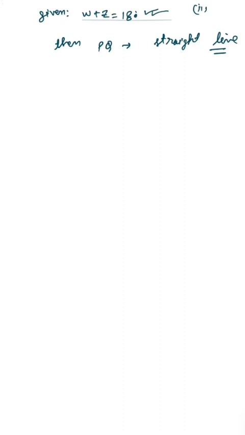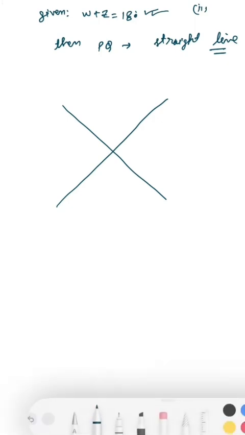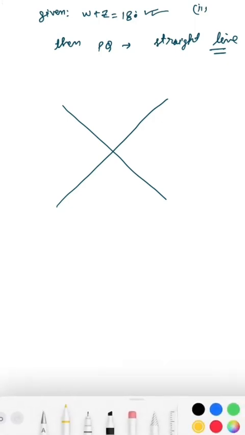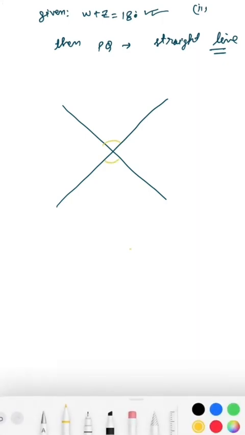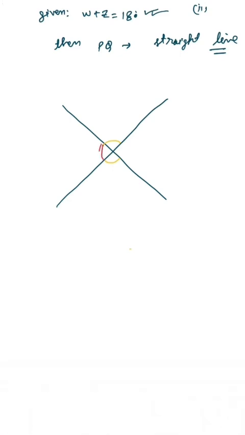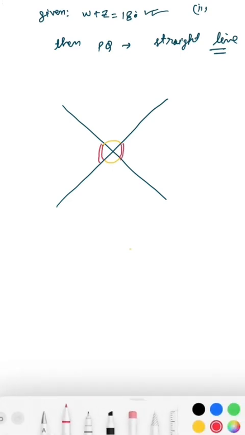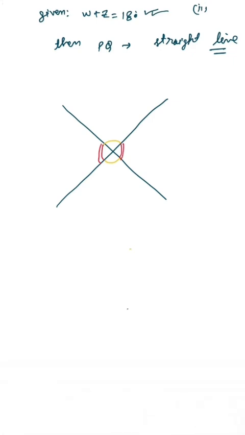If two lines intersect each other, then the vertically opposite angles are always equal. Let's say these are the two lines that are intersecting each other. We have got two pairs of vertically opposite angles. Let's say this is x, this is y, this is g, this is w. Let's mark these points as A, B, C and D, such that we have one line as AC and the other line as BD.